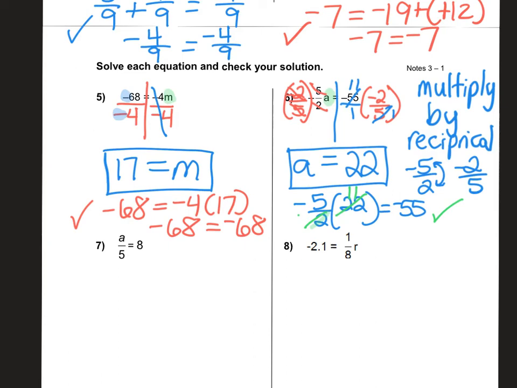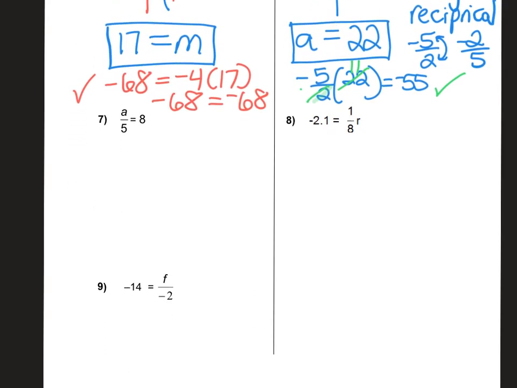So let's look at number 7. A/5 equals 8. What this means right here is division. So that is being divided. A divided by 5 equals 8. We have to think to ourselves, what divided by 5 equals 8? Many of you could probably tell me that right now, but let's go ahead and show how that would work.